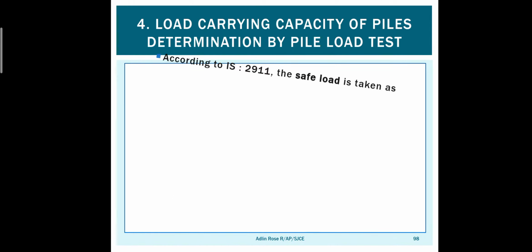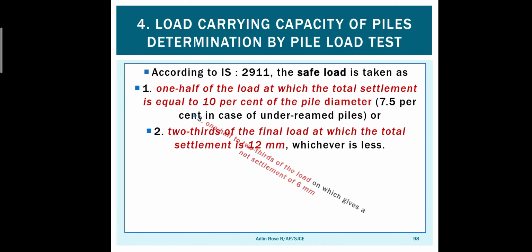Second method to find the allowable load is 2 by 3rd of the load at which the total settlement is 12 mm. For a 12 mm settlement, what is the gross load? That you should note, and that you multiply by 2 by 3. That will also give you an allowable load.